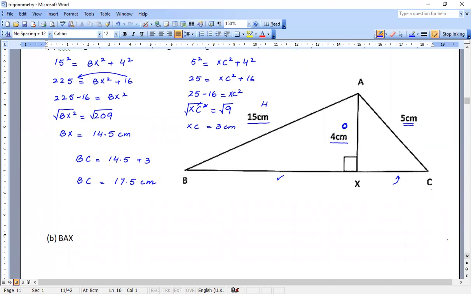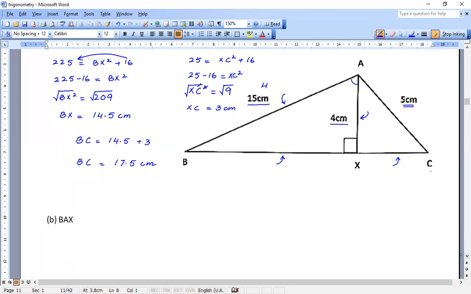Now let's see. We have to calculate angle BAX. Now, while doing part B, this is the angle BAX. I have the length of this side, the length of this side, and I also have the length of this side. And we can find out the angle of a right angle triangle with the help of the trigonometric ratio. I can use maybe sine theta, cos theta, or tangent theta, any one of them, because I know all three lengths. So let's say I'll use cos theta.